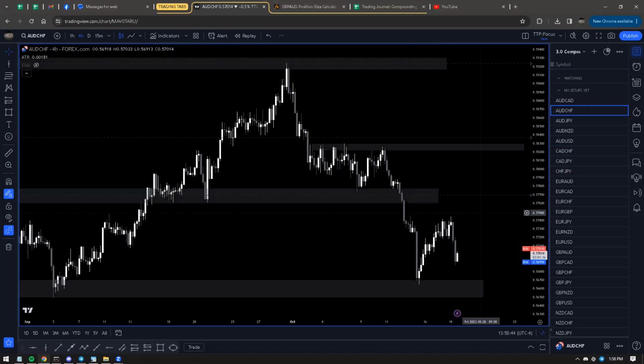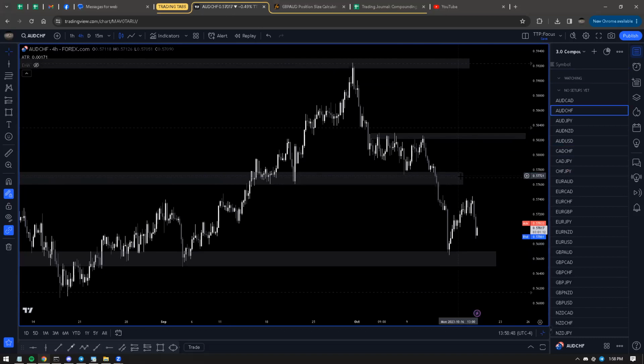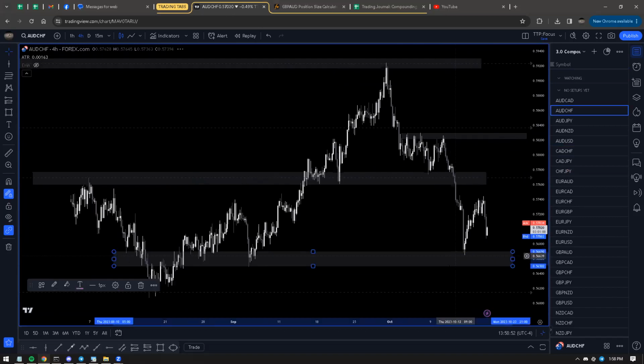AUD CHF. Pulled back out of nowhere, didn't make it all the way up here. Have a zone down here, but we've already had our first bounce. So not too comfortable with that. Possible come down here, retest that area before bouncing back up. Targets up there.